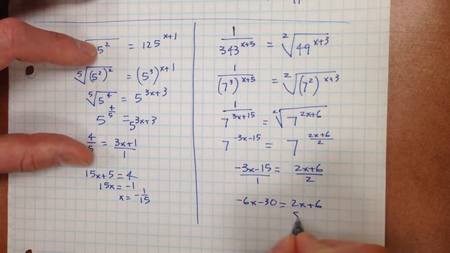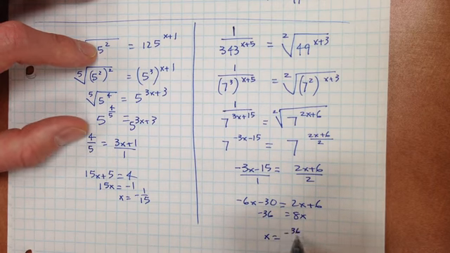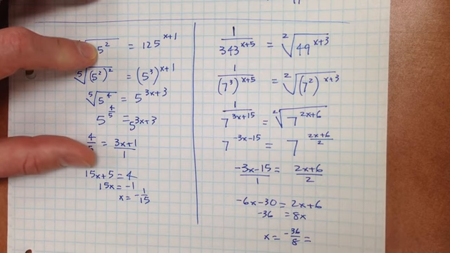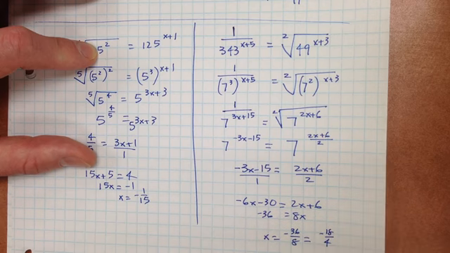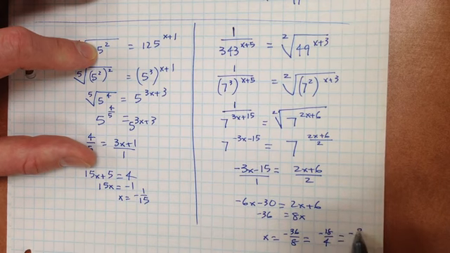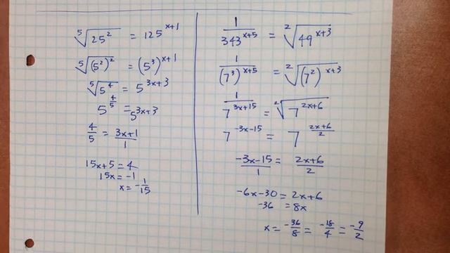So add 6x. We can also subtract 6. X equals -36 over 8. Chop them in half. -18 over 4. Ooh, we can chop them in half again. -9 over 2. And there you go.